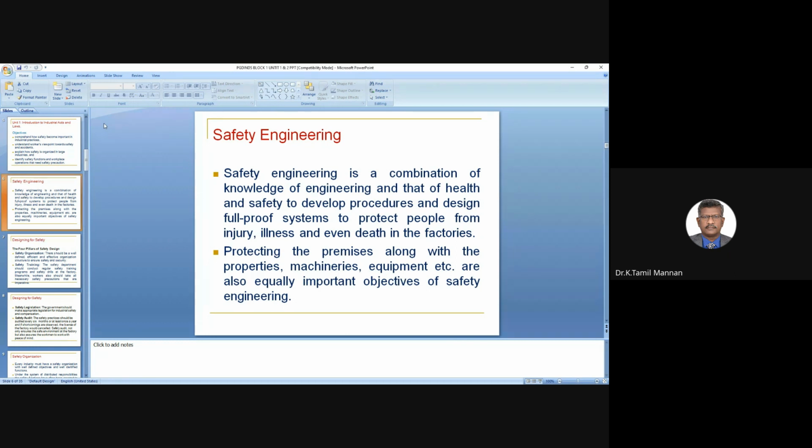It also protects the premises along with the properties, machineries and equipments. For those who are working on those machineries and equipments, we have to protect them and ensure their safety. An equally important objective of safety engineering is to provide safety to the properties, machineries and equipments. That also plays an important role in safety engineering.